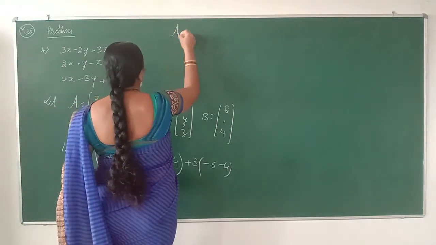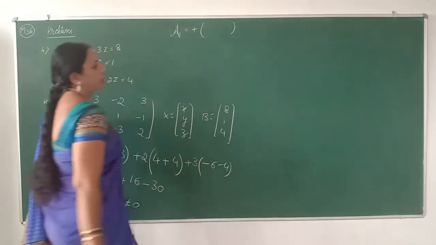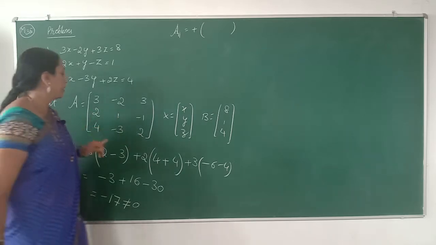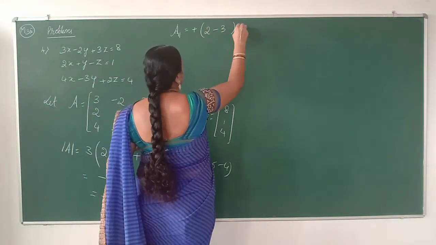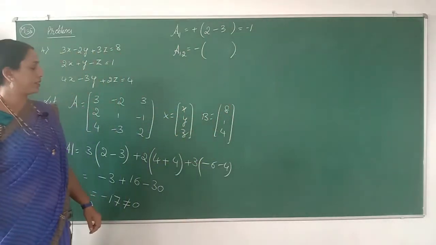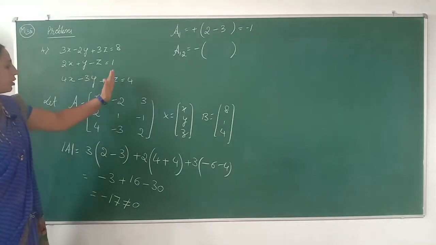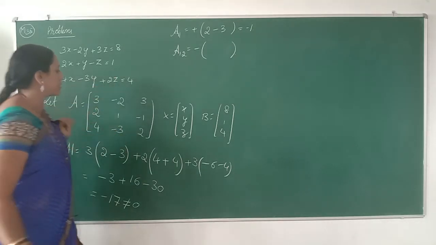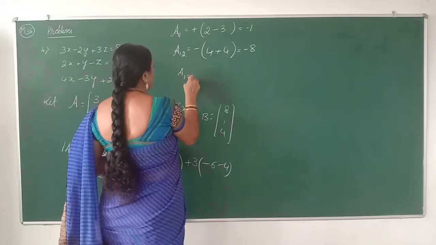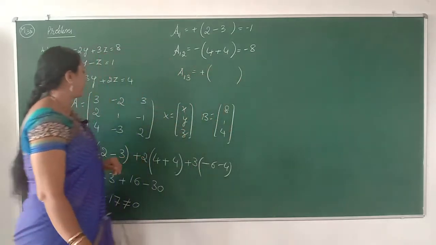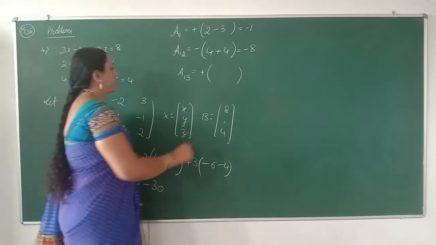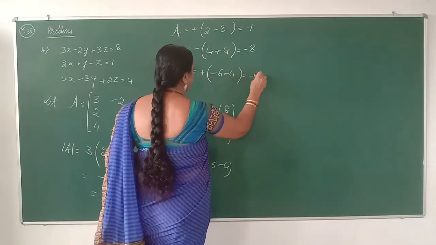Then A11. It's an element of first row, first column, and it's multiplied by plus. These elements get neglected. Remaining are 2 minus 3, which will be equal to minus 1. A12. It's multiplied by minus, and it's an element of first row, second column, and these get neglected. Remaining are 4 plus 4 equals 8, into minus is minus 8. Then A13, an element of first row, third column, and these get neglected. Remaining are minus 6 minus 4 is minus 10.